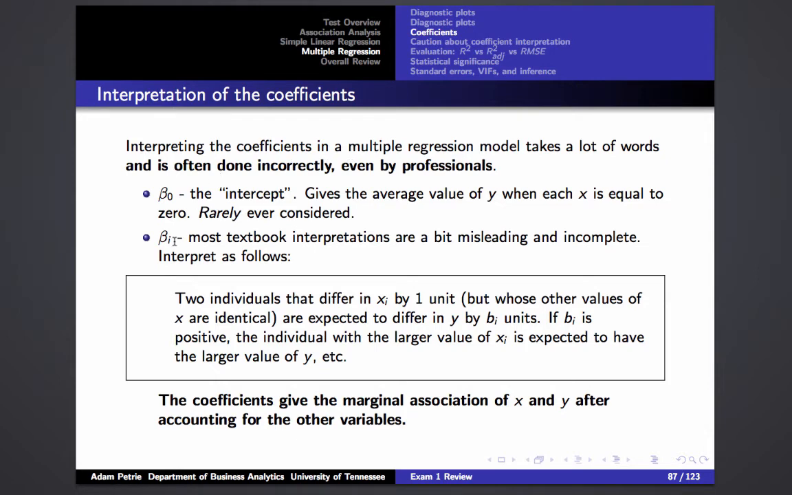So, all right, we get the coefficient of our predictor xi out. Let's call it beta i right here. How do we interpret it? Well, what we say is that two individuals that differ in xi by 1 unit, but whose other values of the x's are identical, are expected to differ in y by bi units. If bi is positive, the individual with the larger value of x is expected to have the larger value of y, etc. So, key thing, always replace x, y, units, b, etc. with context-specific numbers and words, but be able to reproduce this.